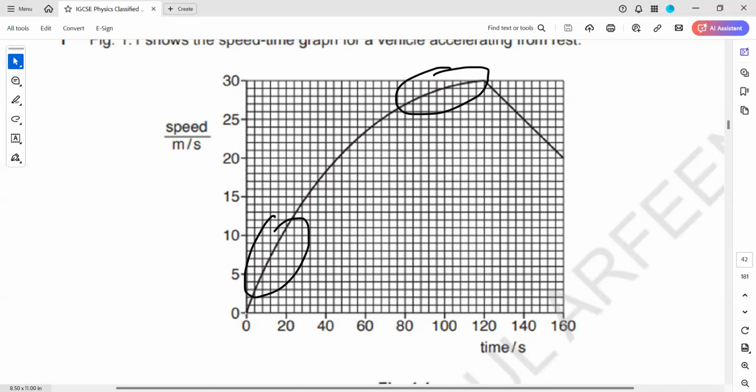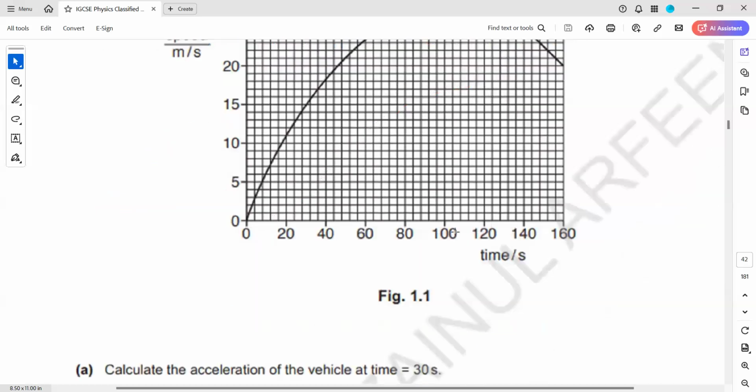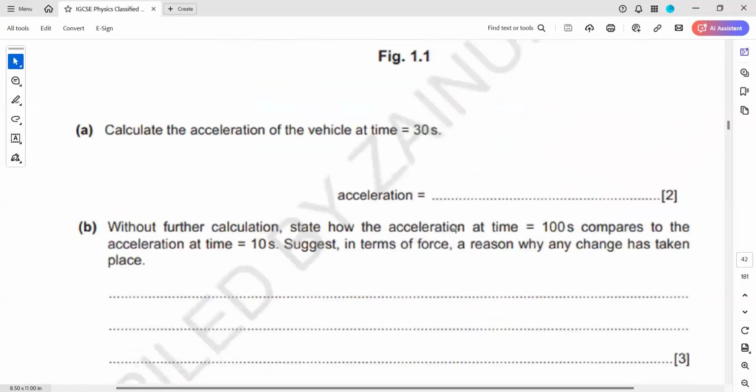Because on a speed time graph, the slope represents the acceleration. The slope is decreasing, which means acceleration is decreasing. So it will have a greater acceleration at 10 and a lower acceleration at 100. And when it becomes a horizontal line, it means no acceleration. You don't say vertical line, that does not make sense.